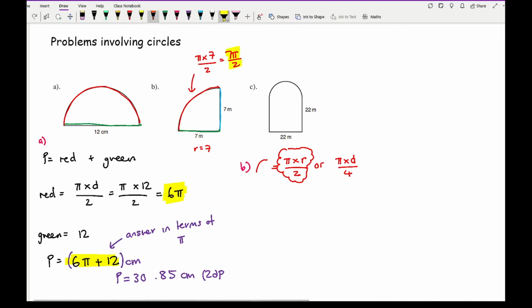So to work out the perimeter of this particular shape, I've got 7 pi divided by 2, which is the red bit, plus 7 plus 7, which if I simplify by adding the two 7s together, I get 14, and that's in centimeters, and this is my answer in terms of pi. Let me just get rid of that pink, because I feel as if I've written all over the answer. Go for yellow instead. So this is the answer in terms of pi.